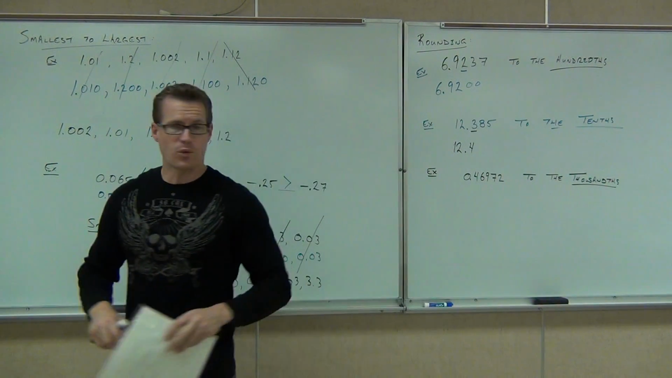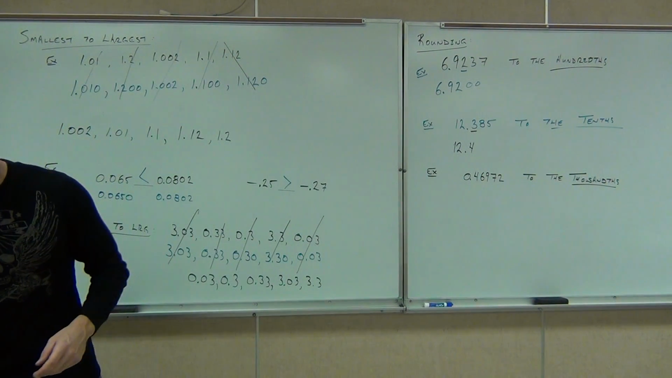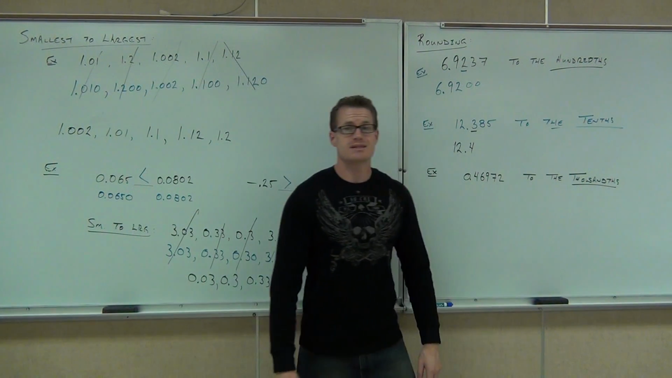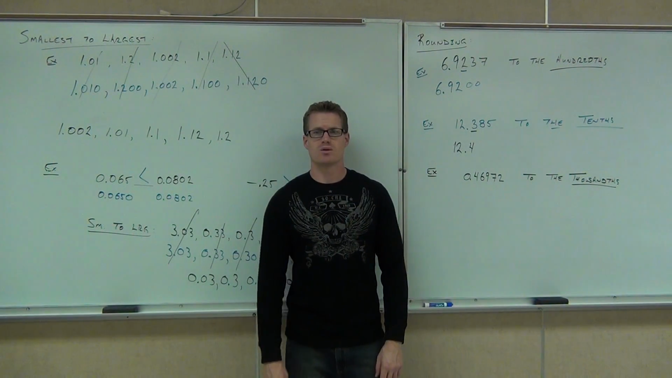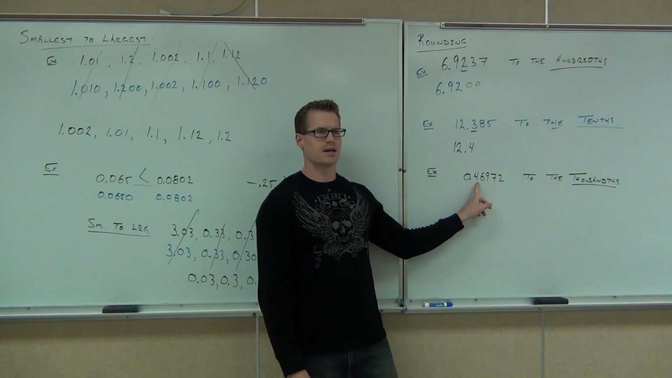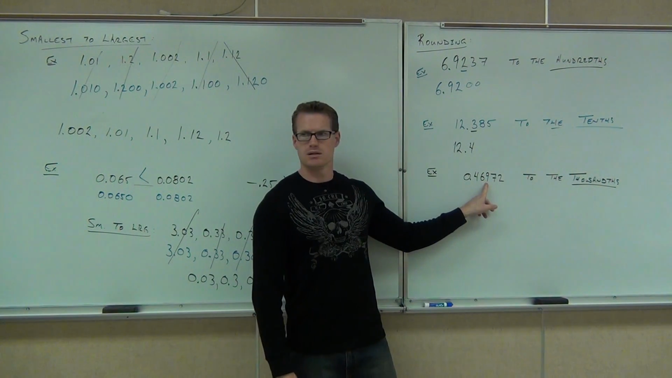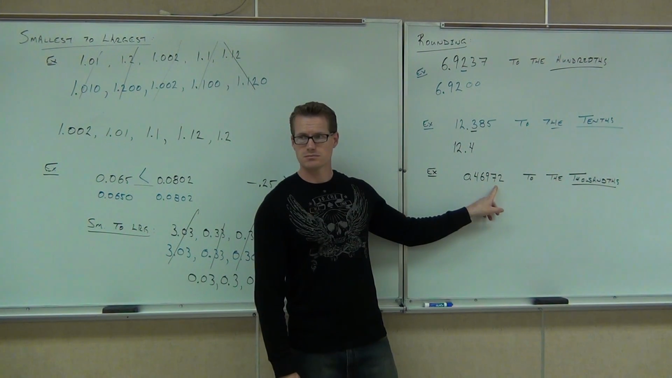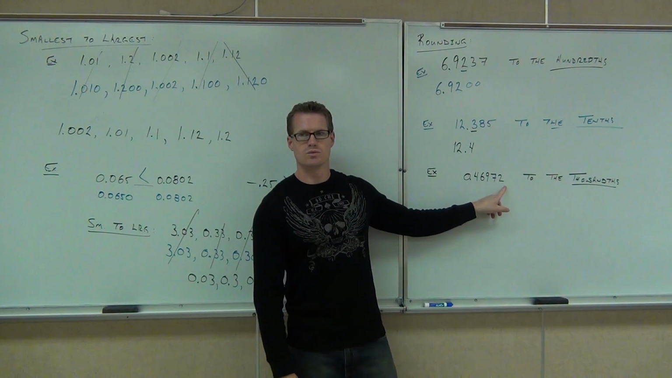Okay, 0.46972 to the thousandths. Let's identify these place values. Everybody in here, what is this place value right here, the 4? Tenths, good. What is the 9? Thousandths. What's the 7? 10,000ths. What's the 2? 100,000ths.